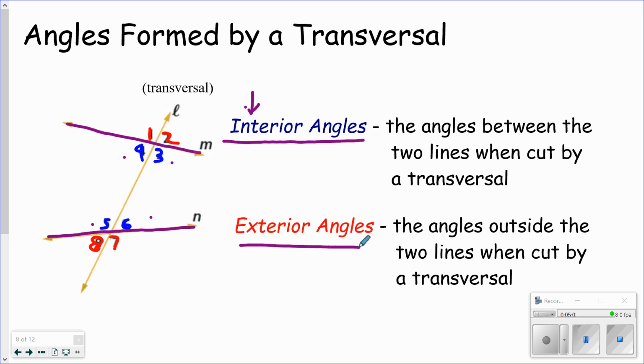And then finally, exterior angles. I sort of think of the word exit. You know, exit is going outside. So exterior angles are those angles that are outside of the lines, which would be angles 1, 2, 7, and 8. So exterior angles are angles outside the two lines when cut by a transversal. Please make sure you write this out in your notes and you draw this picture.